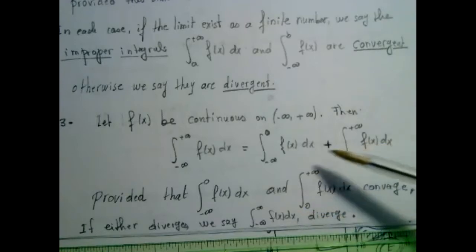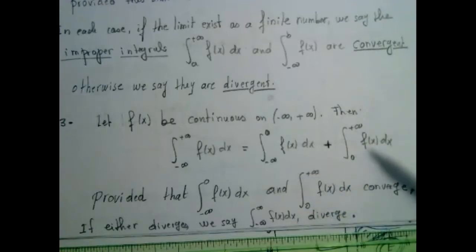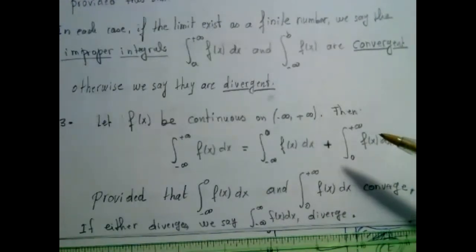So if one converges and one diverges, the whole thing diverges. That's the definition. If both converge, then we say that the integral converges, and its value is the sum. So it's minus infinity to 0 plus 0 to infinity. Usually it's confusing for the student.